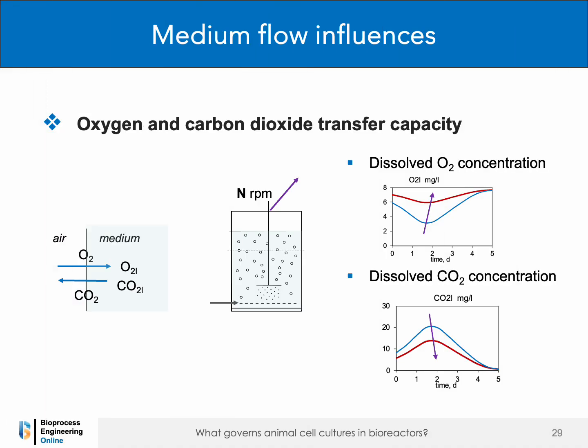Second, fluid velocities within the culture medium directly affect convection-driven mass transfer efficiency. Higher fluid motion enhances the rates of oxygen transfer into and carbon dioxide transfer out of the liquid phase. Consequently, the intensity of mixing influences the dissolved oxygen and carbon dioxide concentration profiles during culture. At higher stirring rates, one typically observes a smaller decline in dissolved oxygen and a reduced accumulation of dissolved CO2.